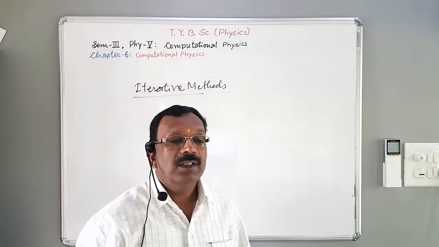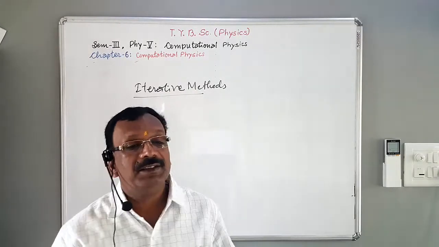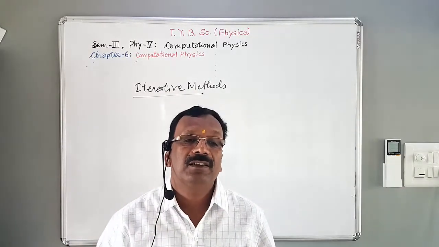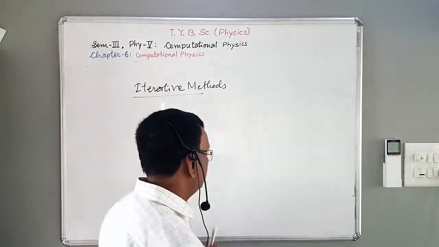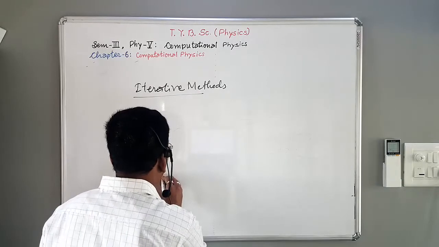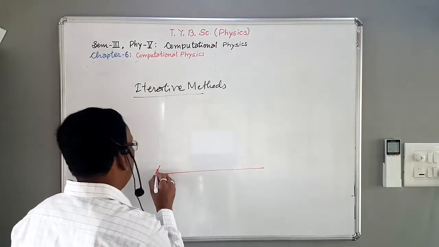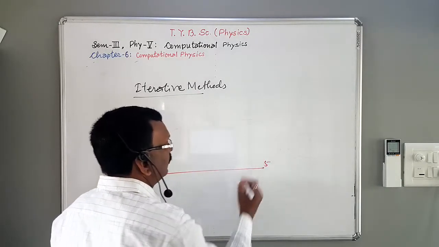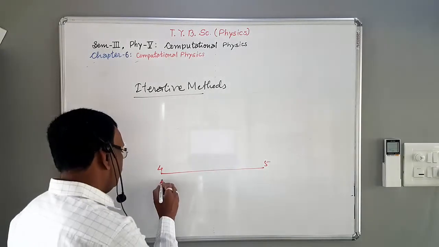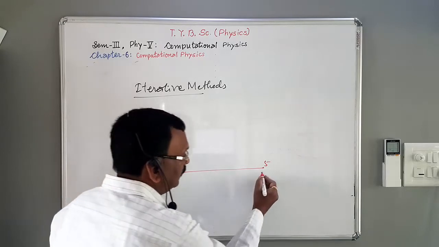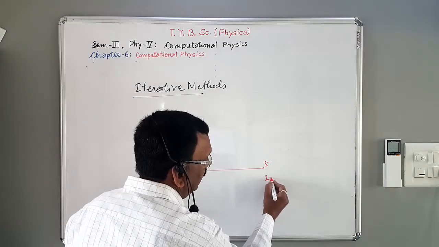In this iterative method, iterative techniques begin with an initial guess. Suppose there are two numbers, 4 and 5. What is the square of 4? 16. What is the square of 5? 25.